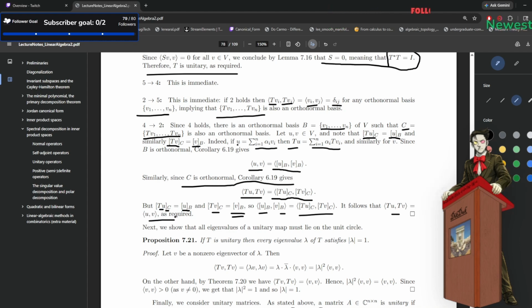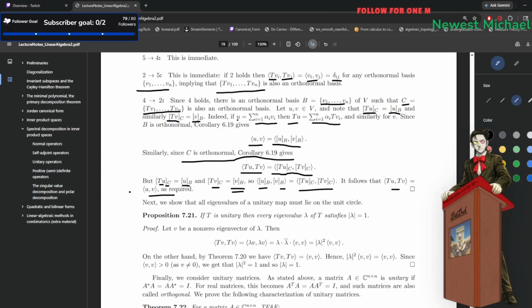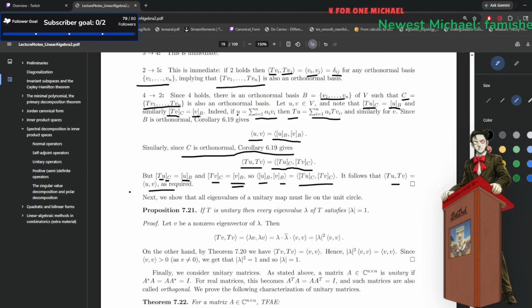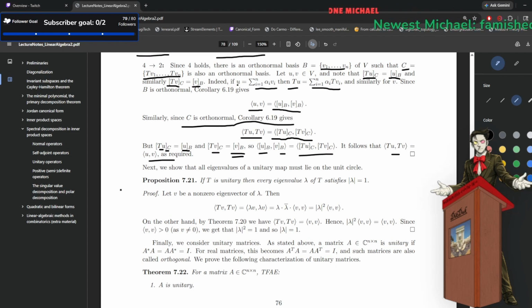Now, next we show that all eigenvalues of a unitary map must lie on the unit circle. What? All eigenvalues of a unitary map must lie on the unit circle. Oh yeah, right, because you can do the cosine, because you do all this trig stuff within, so yeah, it has to be able to lie on the unit circle.